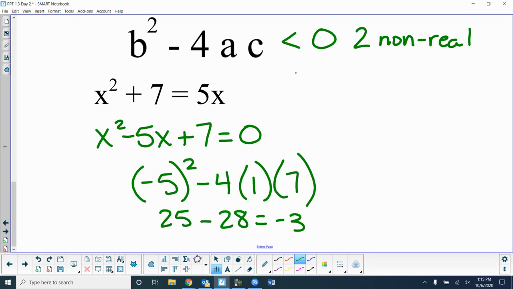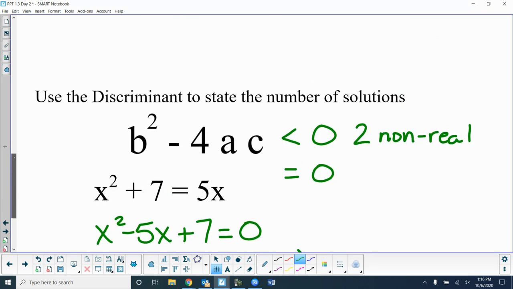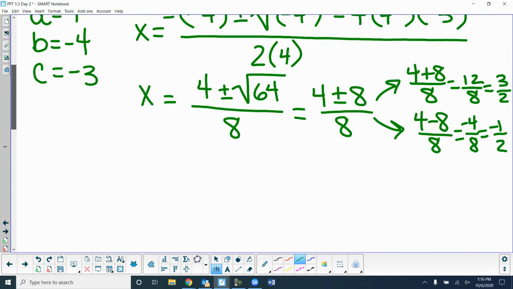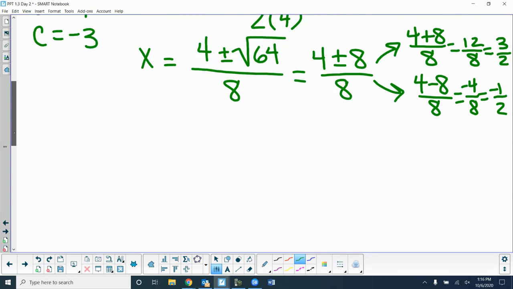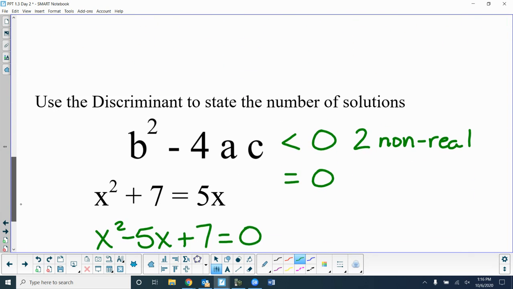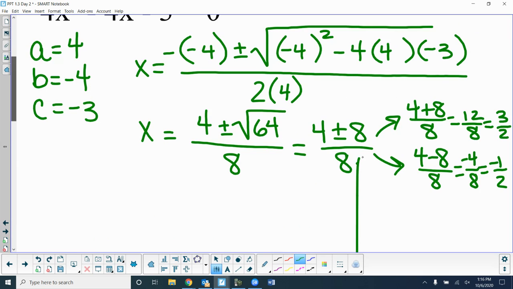Sometimes it'll equal 0. What's the square root of 0? 0, right? So if we had this problem, instead of a 64 there, that was a 0, it would be 4 plus 0 over 8 and 4 minus 0 over 8. That's the same answer, right? So that's why there's only one real solution when it equals 0.